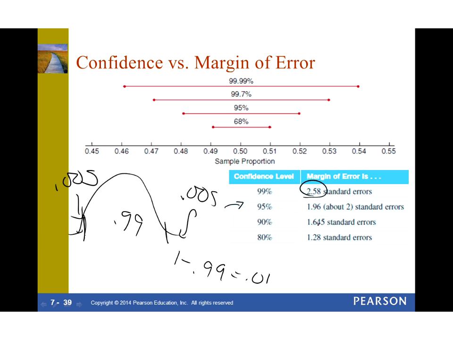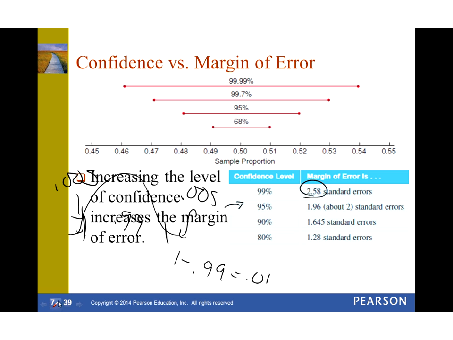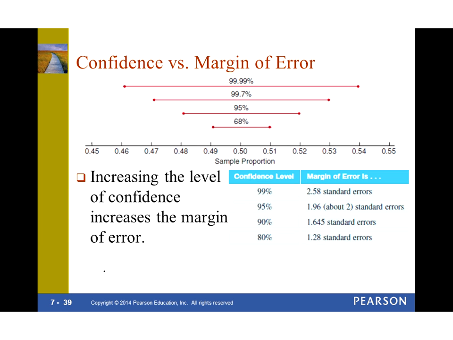Pretty much a 95% level of confidence is standard. If you want to have a smaller confidence interval, you could use a 90% level of confidence. If you want to have a larger confidence interval, you'd use a 99% level of confidence.